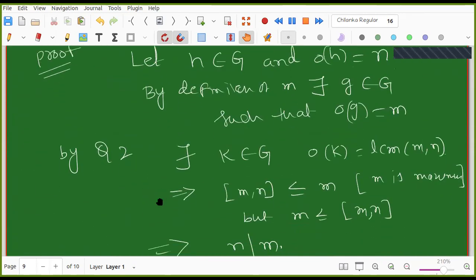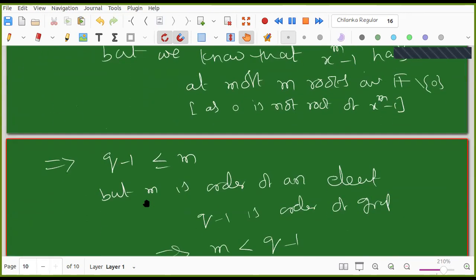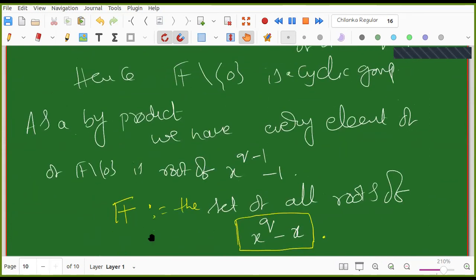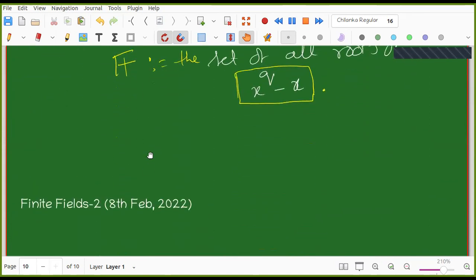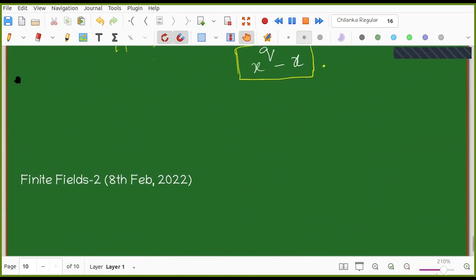So what is the conclusion? Finally, what did we prove in the previous class? We proved that if F is a finite field, then the number of elements is equal to p power n. But we did not prove that for every p and every n there exists a finite field of that order. Existence we did not prove. So what we proved is only this.